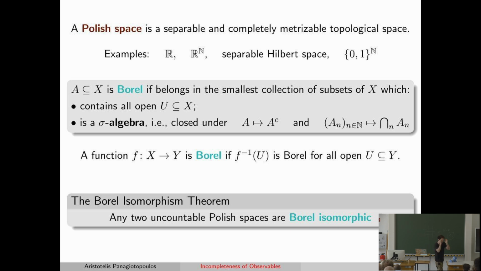So if the lenses I wear when I look at the world are the Borel lenses, I cannot distinguish between these spaces. They are the same. And in fact, in set theory, you often say, oh, here is a real. And when you say a real, what you really mean is an element of a Polish space. This is what a real is in set theory, let's say.